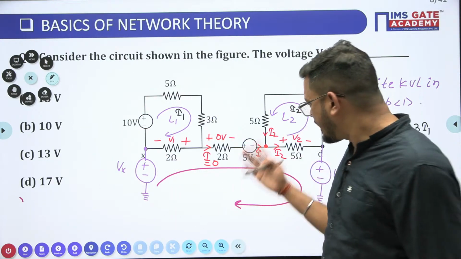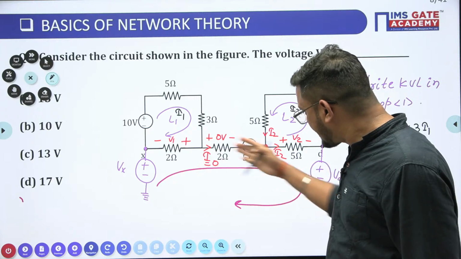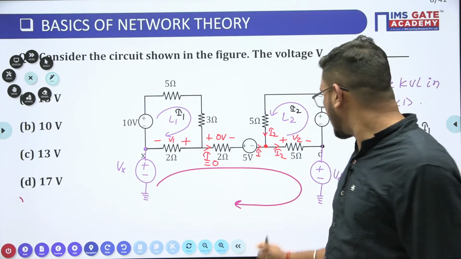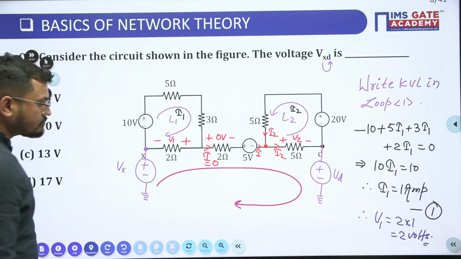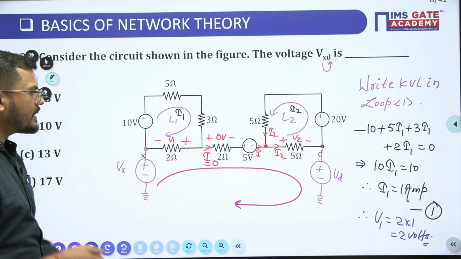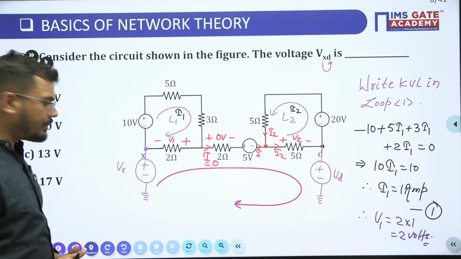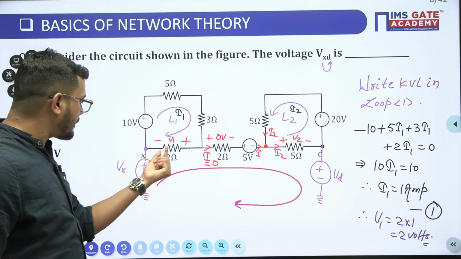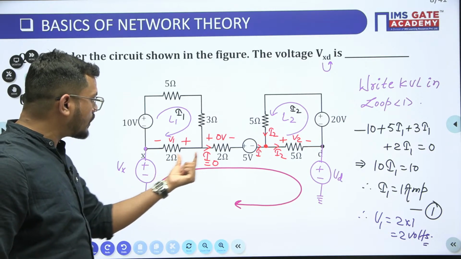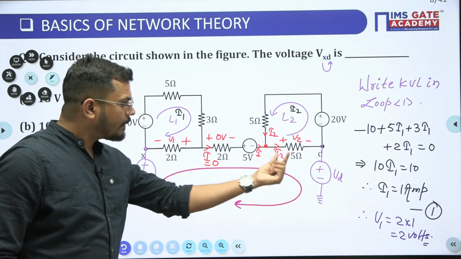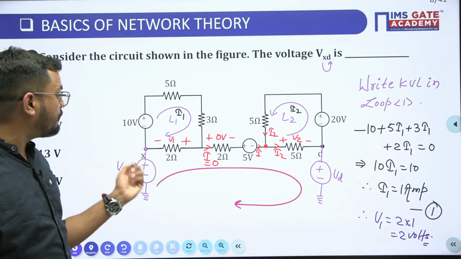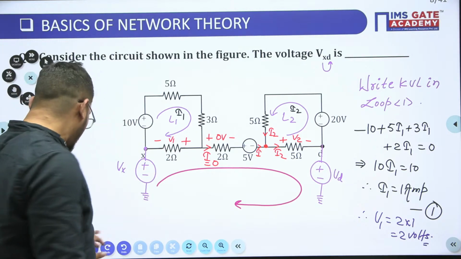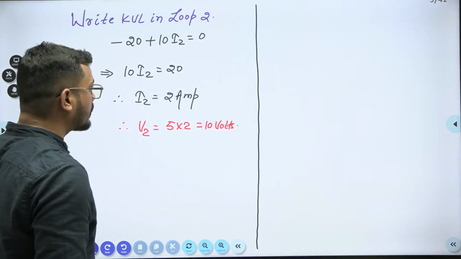Now we can write KVL directly here. What is the value of KVL now? Can you please tell me? So this is minus of Vx, minus of V1, plus 0, plus 5, plus V2, plus Vd. Or we have to calculate Vxd actually.